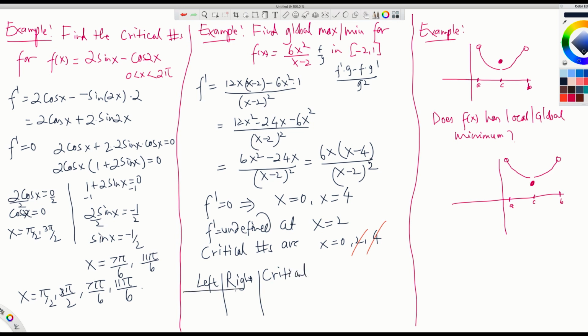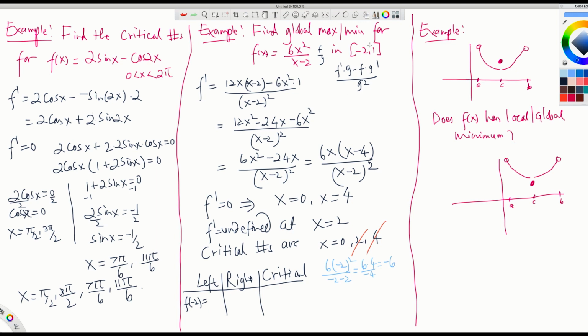So what we do is we find out the value of the given function at the left endpoint. What is the left endpoint? f at -2, right? Because we want to find out the height of the function at the left endpoint. So what do you get? You get 6 times -2 square divided by -2 minus 2, right? What do you get? It is basically 6 times 4 over -4, right? That is basically -6.